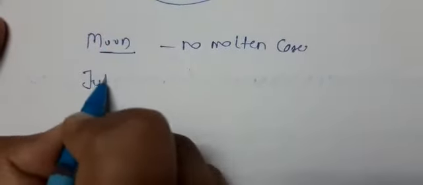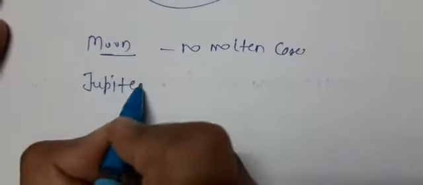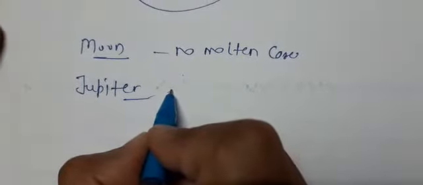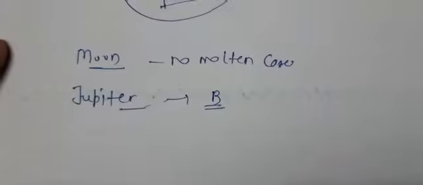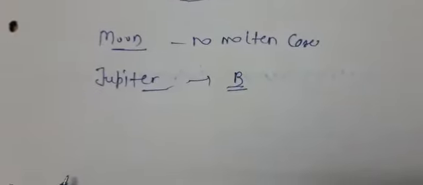And the Moon has no molten core, so it means it doesn't have any magnetic field. But Jupiter has the fastest rotation, so it has a strong magnetic field. So basically, depending upon the rotation speed, the magnetic field can vary.